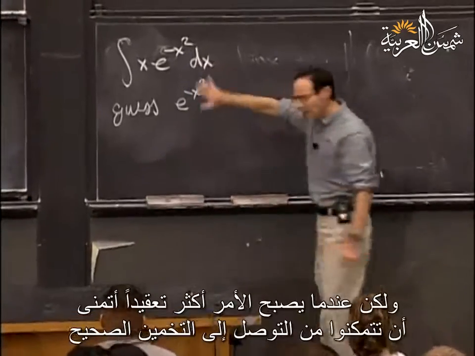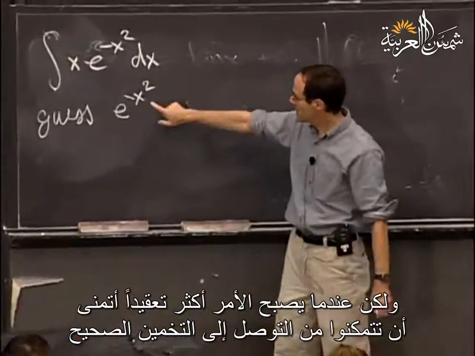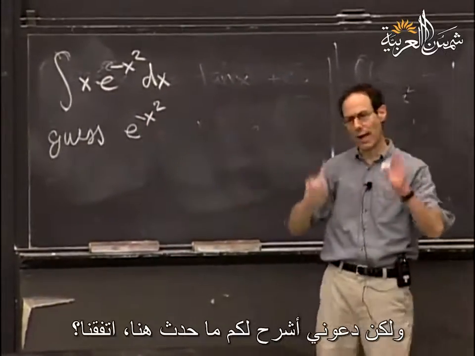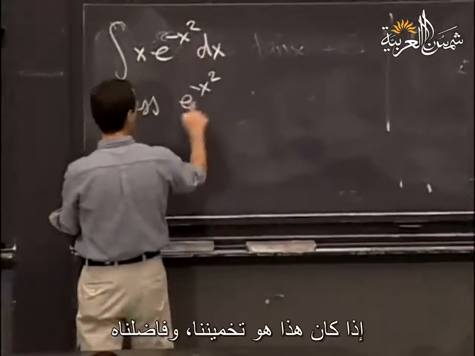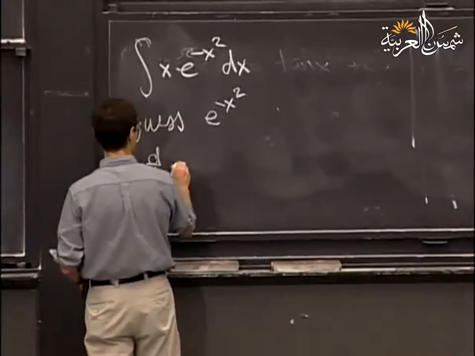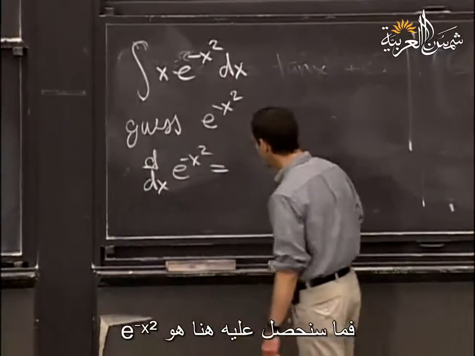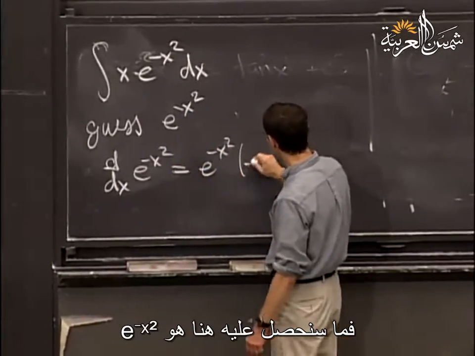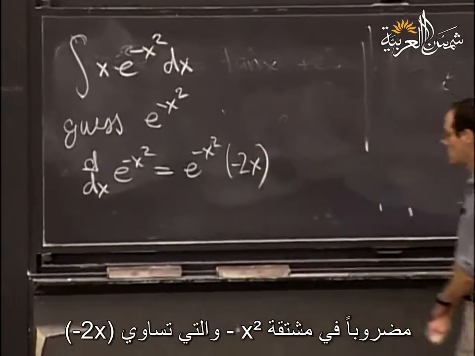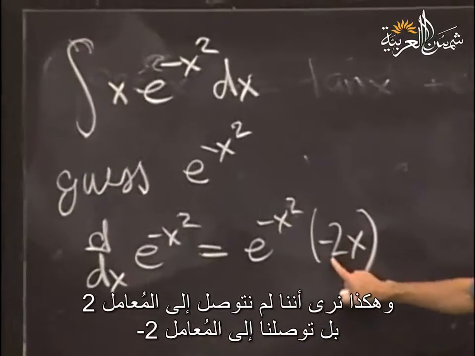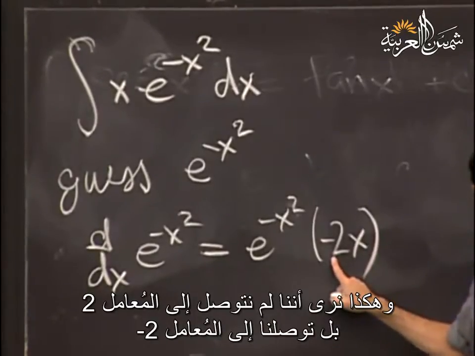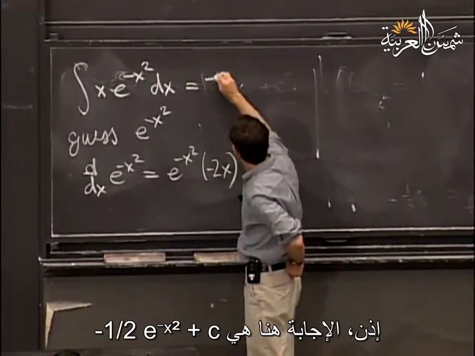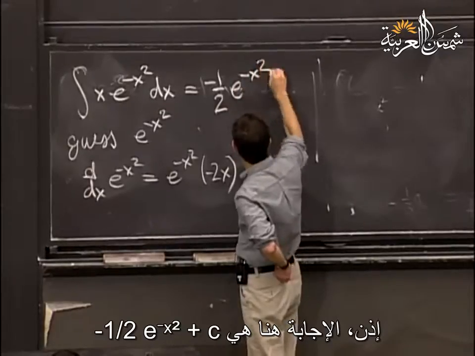When they get more complicated, you just want to make this guess here. So various people have said a half, and they understand that there's a half going on here, but let me just show you what happens. Okay? If you make this guess and you differentiate it, what you get here is e to the minus x squared times the derivative of negative x squared, so it's minus 2x. So now you see that you're off by a factor of not 2, but negative 2. Right, so a number of you were saying that. So the answer is minus a half e to the minus x squared plus c.